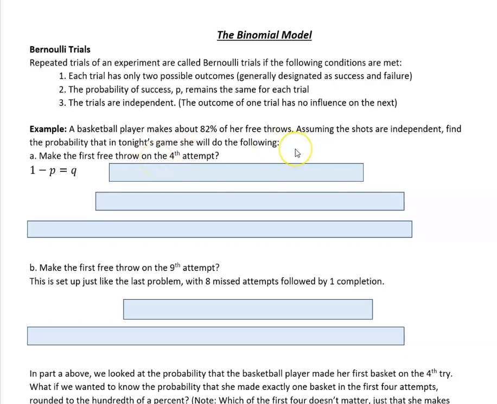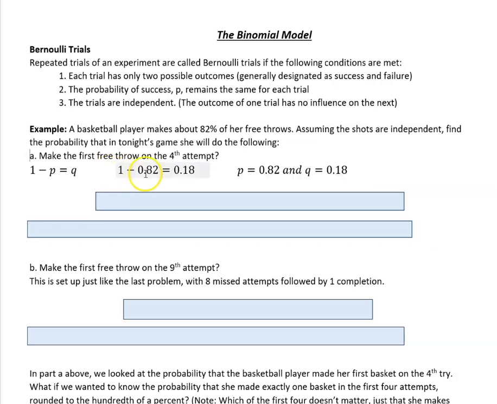In order to do this, we need to know the probability of success, which is 82%, and we need to know failure. To find the failure, we take 1 minus P to find Q. Q is our failure, right? So we take 1 minus 0.82, because 82% was her success, and we get 0.18. So our probability of success P is 0.82, and of failure, our Q, is 0.18.